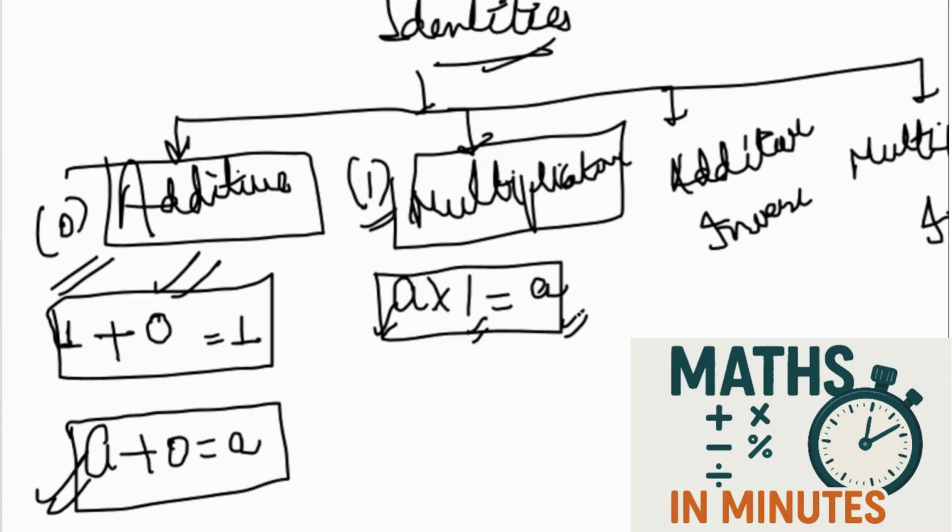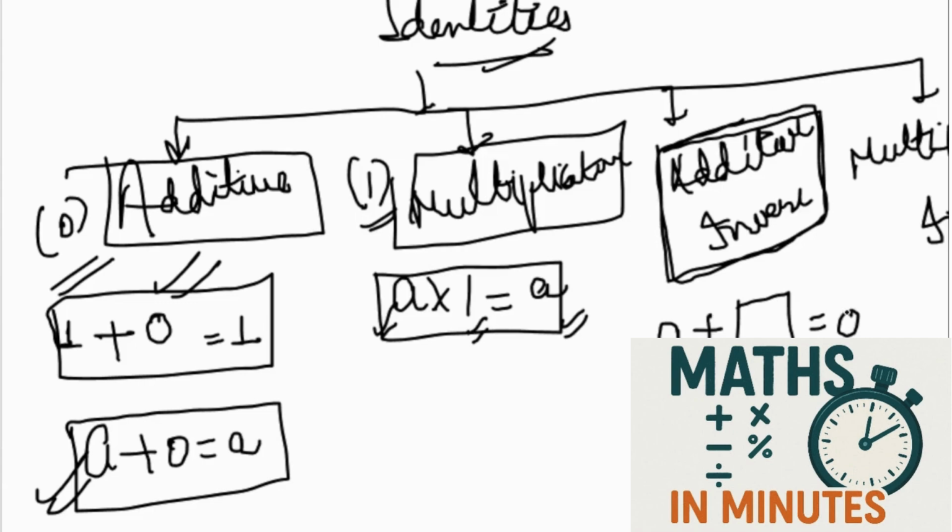Now we will see what is additive inverse. Additive inverse says what we can add to a number so the resultant will be 0. That means what we can add to a number so the resultant will be 0.